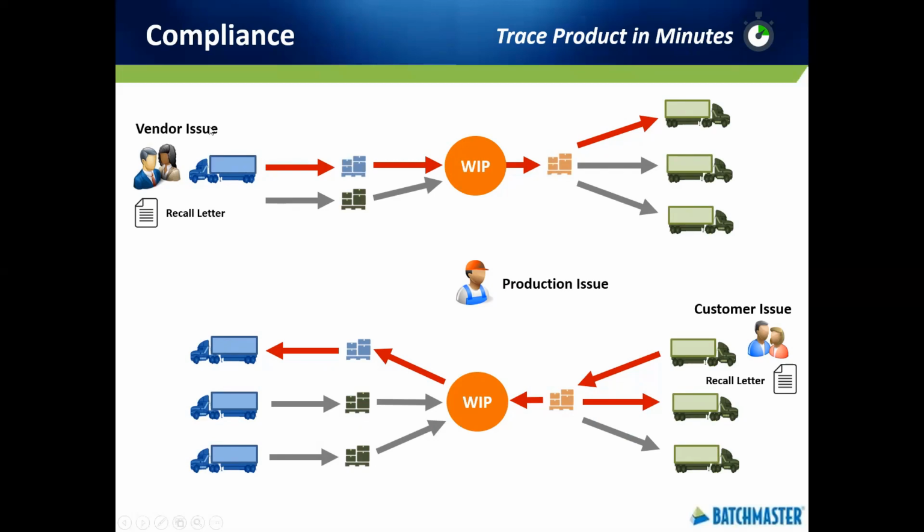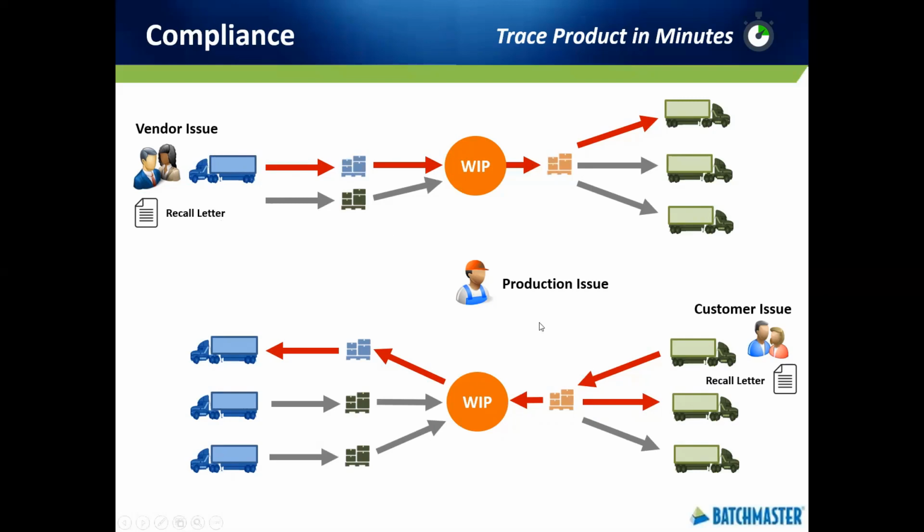Now we may have a vendor issue with one of their delivered products, so we'll track it from receiving the put away, from storage into WIP, and then look at the finished goods that were produced and the finished goods that were shipped to the various customers. In all those particular cases, we can generate recall letters to the customers, and we can do some recall notices as well to the vendors.